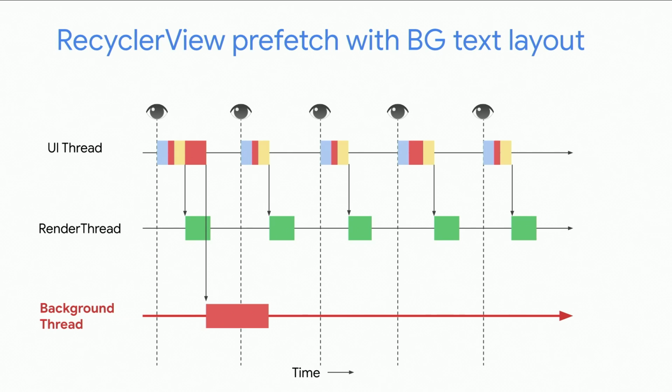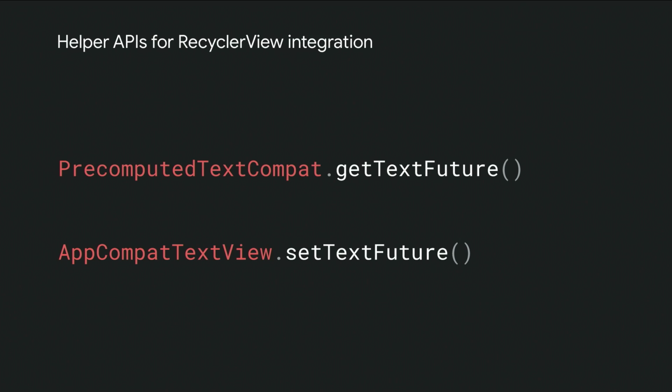However, in general, moving some work to a background thread is not trivial. So we introduced new utility APIs to make this happen easily. The APIs are getTextFuture in PrecomputedTextCompat and setTextFuture in AppCompatTextView. Let's see how it works.